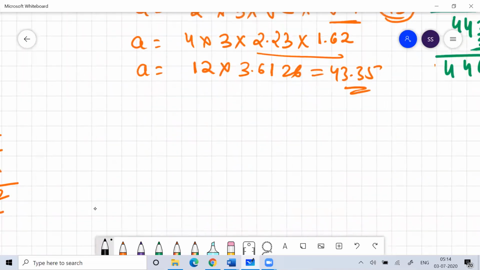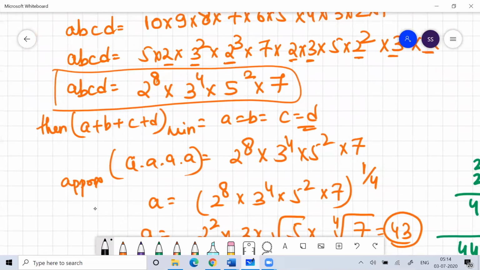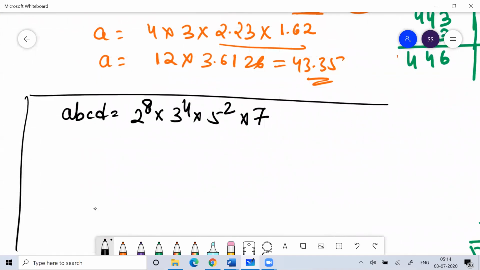Okay, so you can write ABCD. ABCD is 2 to the power 8 into 3 to the power 4 into 5 square into 7. Okay, and that is close to 43. Your value should be close to 43. If you remember, the sum is constant and the product will be maximum when the values are close or equal. So values are not equal because ABCD are natural numbers, so they can't be decimals.